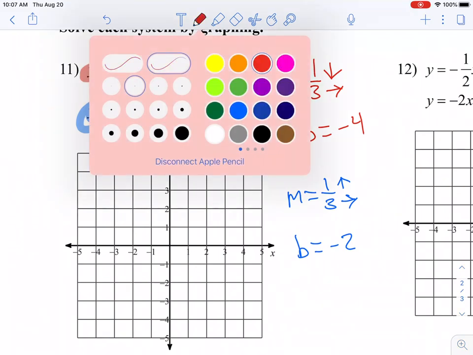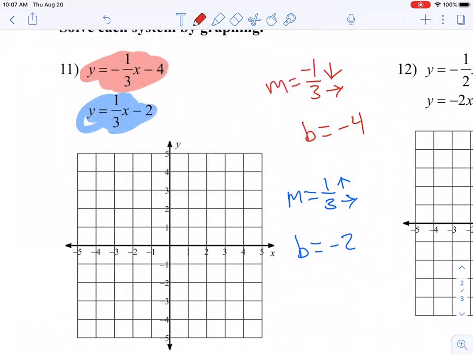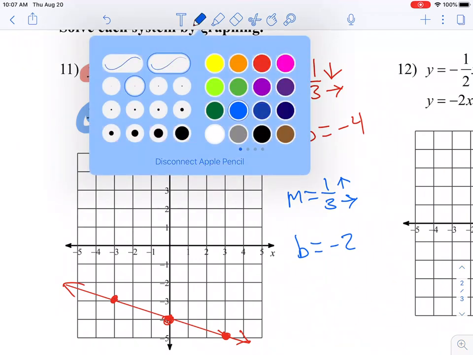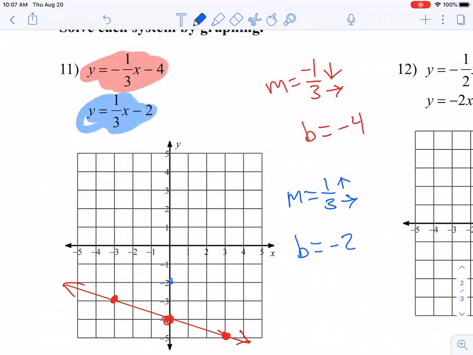So I'll go ahead and graph both these lines. For my red, I'm beginning at negative 4 and counting down 1, right 3. I can also go the exact opposite, up 1, left 3. For my blue line, I can begin at negative 2, and I can count up 1, right 3. I can also count down 1, left 3.